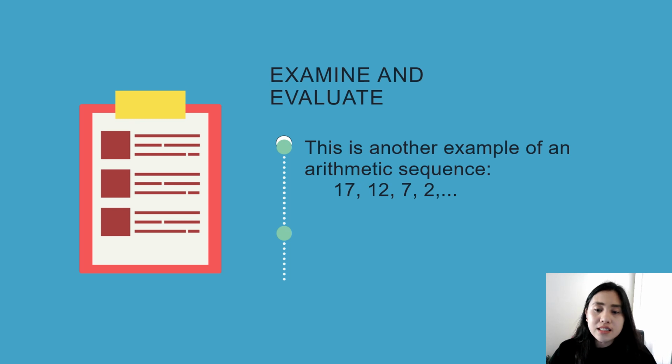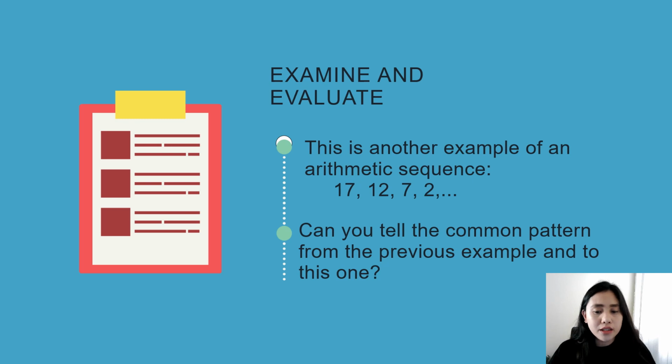Next, this is another example of an arithmetic sequence, 17, 12, 7, 2. Can you tell the common pattern from the previous example and to this one? Mapapansin nyo na ang mga numero o elements dito ay pababa. Maaaring sabihin ninyo, nababawasan. Nababawasan ng ilan? Ng 5. 17 minus 5 is 12. 12 minus 5 is 7. And 7 minus 5 is 2.